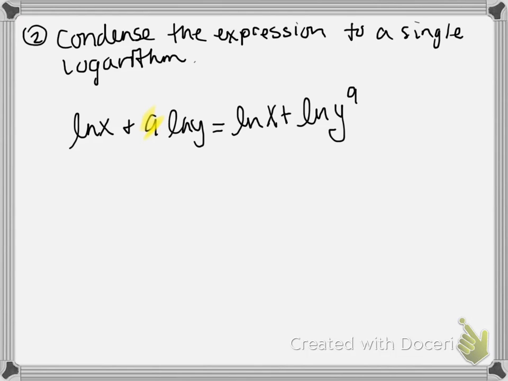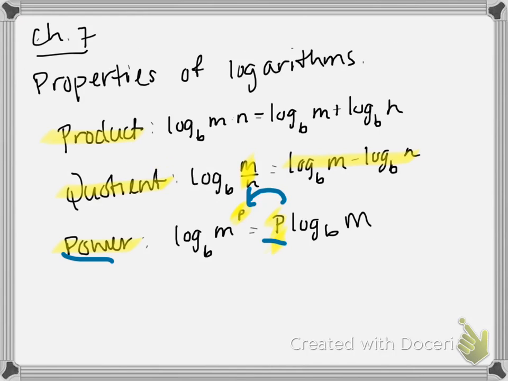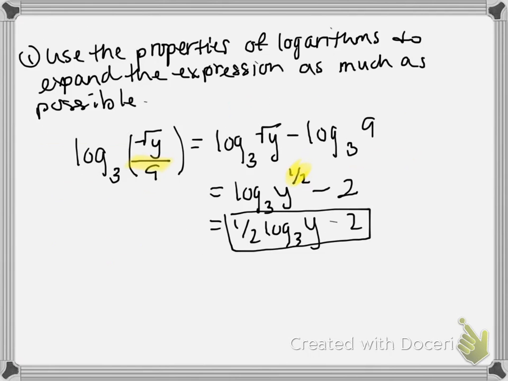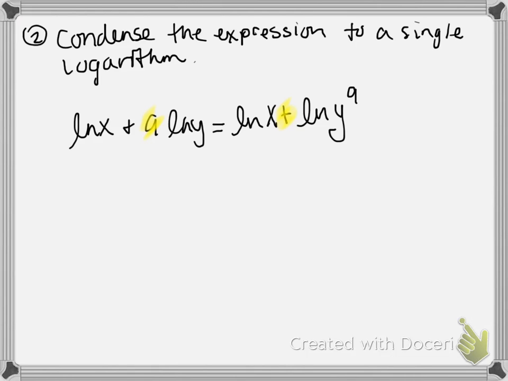Okay, so now I have addition. Well, I know for addition I can use the product property. See the plus sign there? Well, I can condense this expression down if I rewrite multiplying my m and my n. So let's do that. So instead of m, I have x, and instead of n, I have y to the 9th. So I get natural log of xy to the 9th. Isn't that lovely? Okay, much smaller than before.